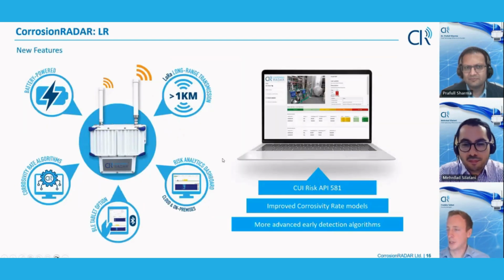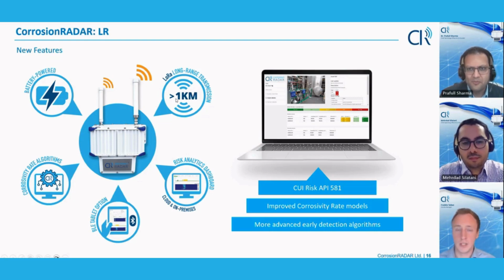Thank you, Mehrdad. So we're coming towards the end of today's product webinar, but I thought it'd be a good reminder just to cover off some of the key features of the CorrosionRADAR LR product. As Praful eloquently said earlier, one of the key features is having battery power. That removes the hassle of having to hook up permanent power. We have long-range transmission, so you can have multiple CorrosionRADAR nodes connected to the data logger, and then you can access from whether at site or at corporate HQ level.